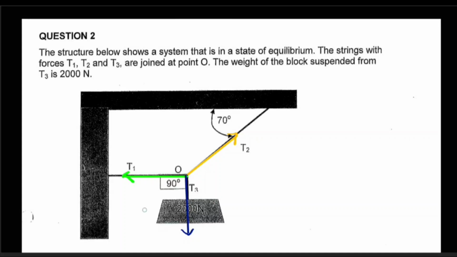And T3, which basically represents the weight of this object, the weight is given as 2000. So I will leave the name as T3. Normally we would write it as FG, but here they've already allocated a name to it, T3, so that's fine. Just want to fill in this value that is 2000 newtons.